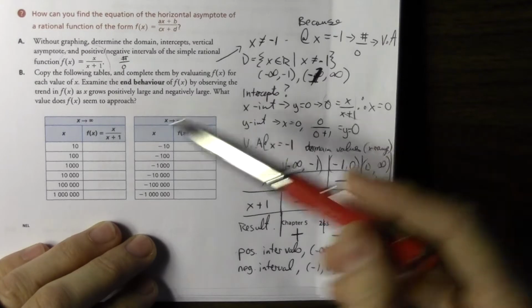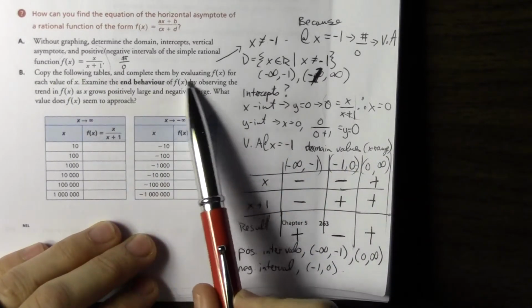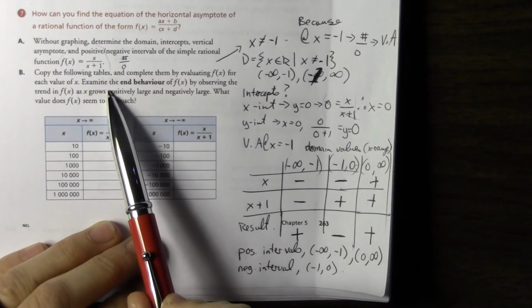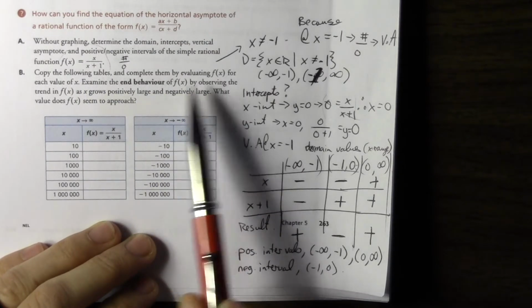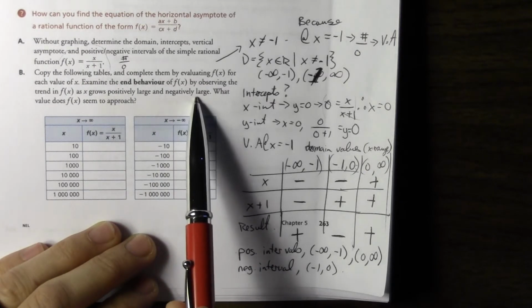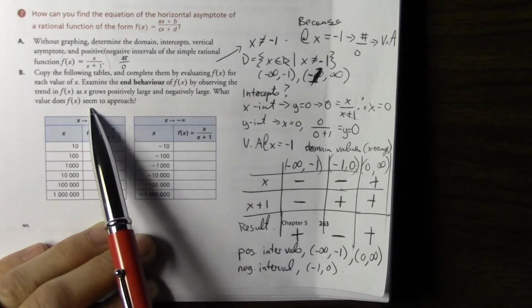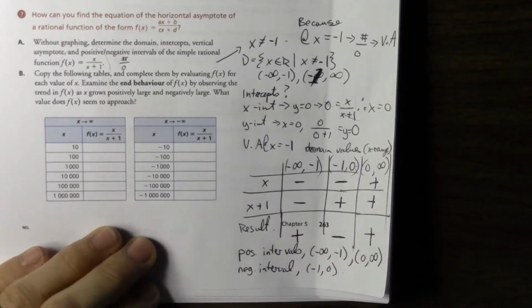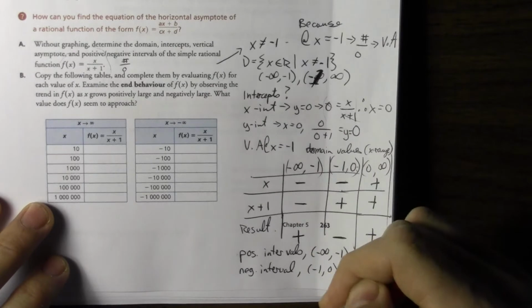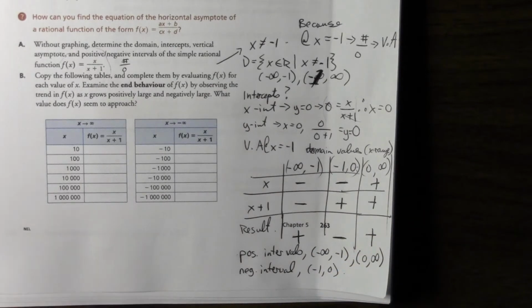That's the point. Next, B: copy the following table and complete it by evaluating f at x for each value of x. Examine the end behavior by observing the trend in f at x as x grows positively larger and negatively large. What value does f at x seem to approach? So we're trying to determine here the end behaviors. We all know how to do this, right?